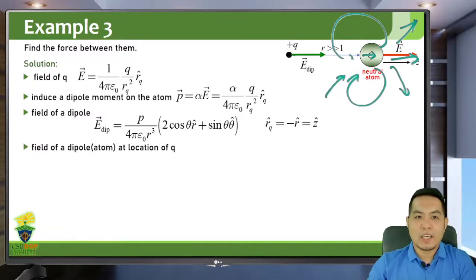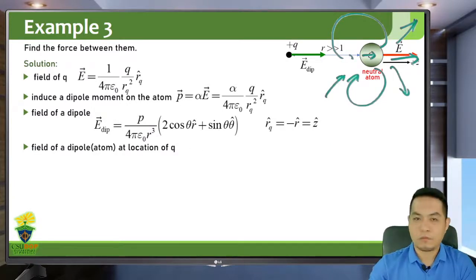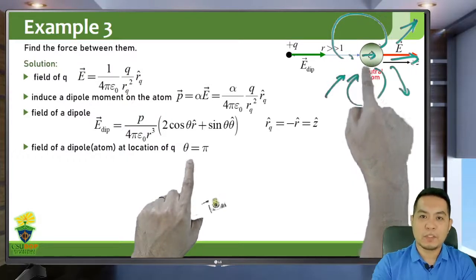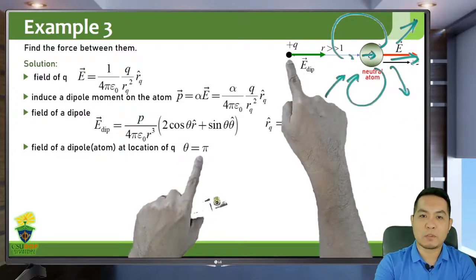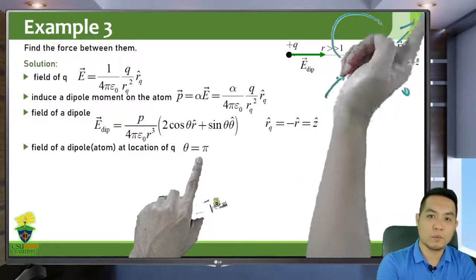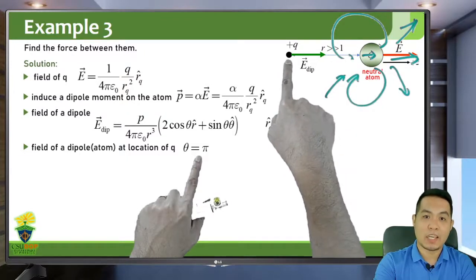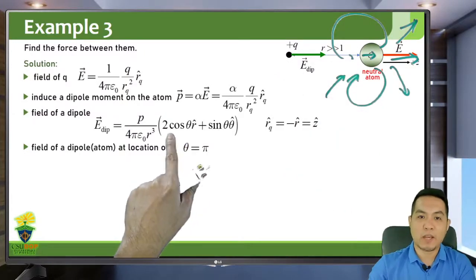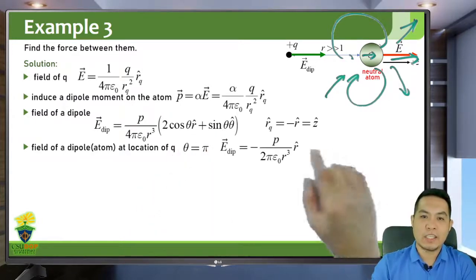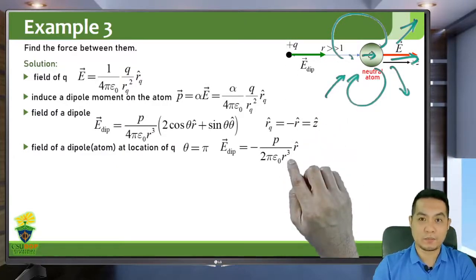So at the location of the point charge, the electric field of the dipole is, with respect to the dipole, the location of Q is actually at theta equal to pi, because we measure theta from the positive z axis, from the north pole to the south pole. So this is actually pi here. Theta is equal to pi. When theta is equal to pi, cosine of pi is -1, sine of pi is 0, and you will get the electric field of the dipole at the location of the point charge is this one.